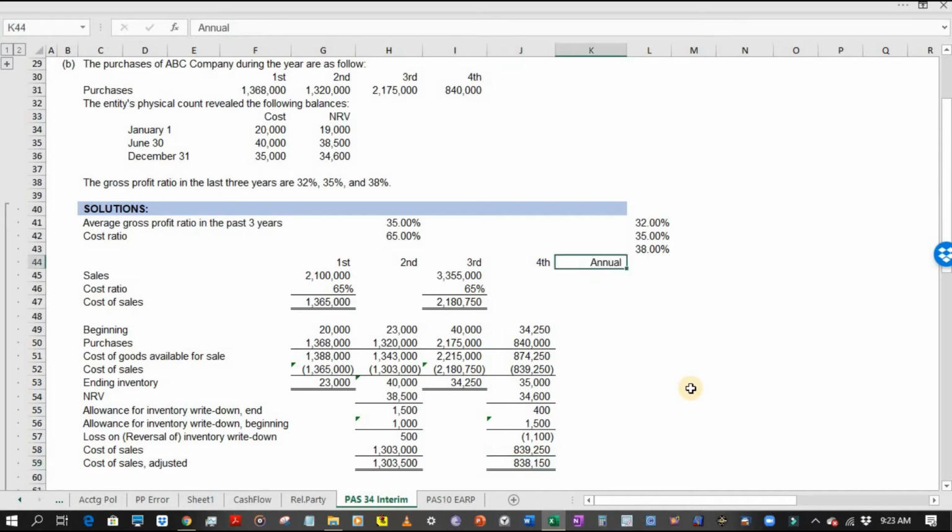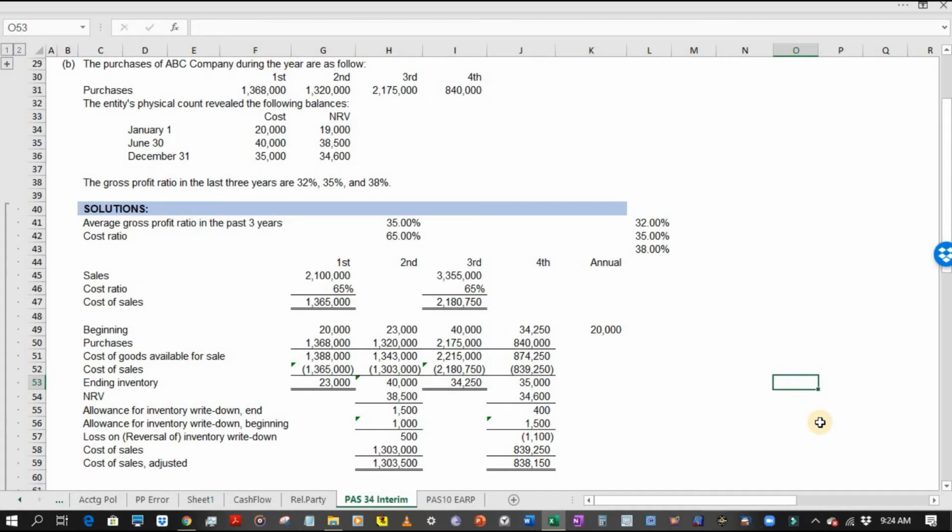So for the annual reporting, we will not use the gross profit method. Instead, we are going to compute the cost of sales based on the actual ending inventory because we have conducted a physical count at the end of the year. So let us start with the beginning balance. Again, since we are using the allowance method, the beginning balance that will appear in the computation of cost of sales must be the cost, regardless of whichever is lower, which is 20,000 pesos. That is why if you notice, in the first quarter we have used the 20,000 pesos instead of the 19,000 pesos. That is under the allowance method.